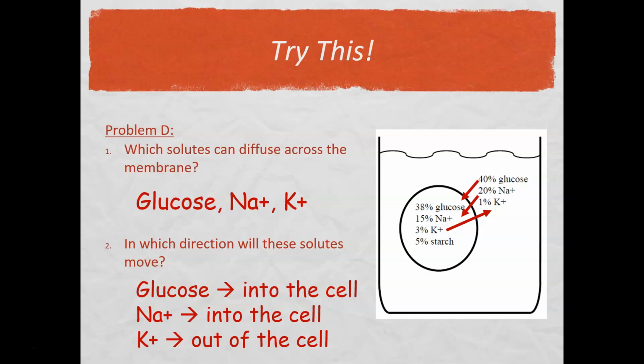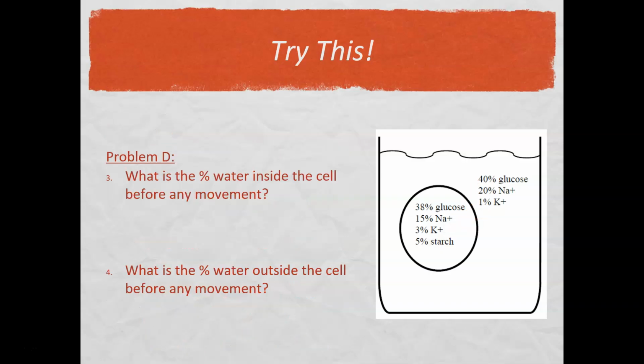Your sodium, your Na+, is also going to move in from 20 to 15%. Your potassium, on the other hand, is going to go the other direction. It's higher inside the cells than outside, so it will move out.